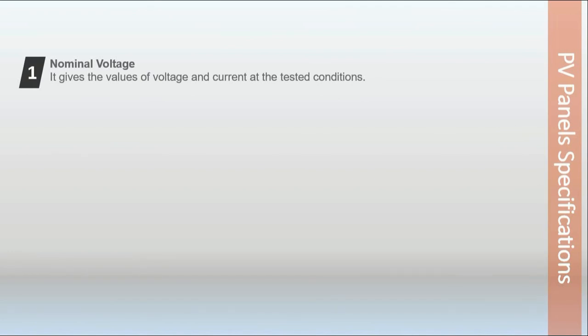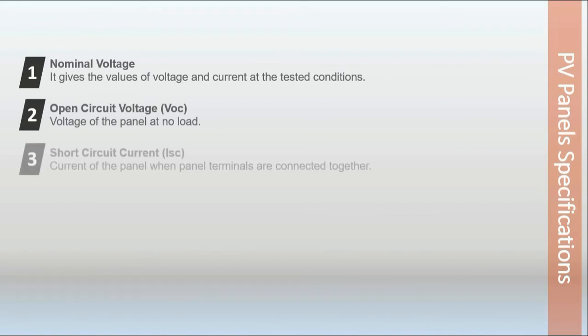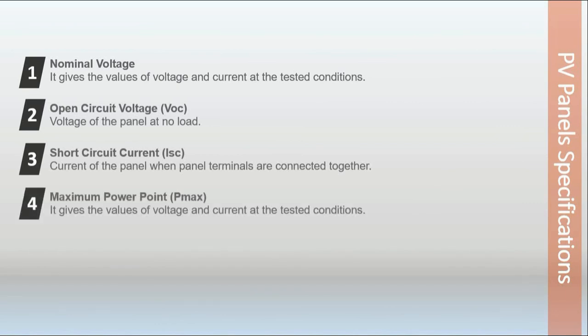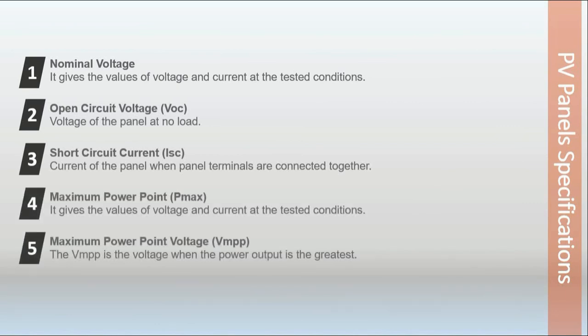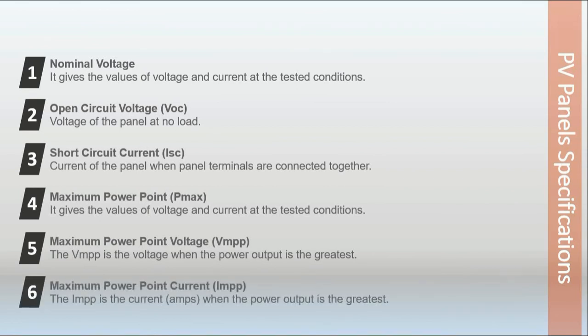Here are some other values that will be indicated on the PV panel or data sheet: the nominal voltage, open circuit voltage, short circuit current, maximum power point, maximum power point voltage, and maximum power point current.